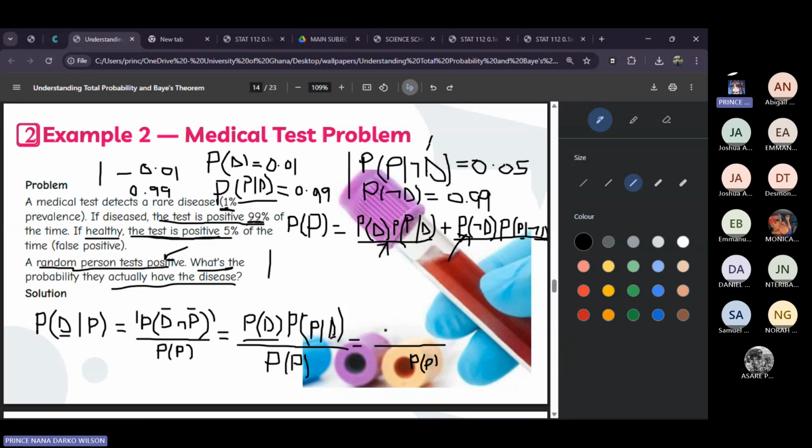So please give me that. What would the denominator be? Please do 0.01 times 0.99. What does that give you? Let me point that, 0.01 and 0.99.